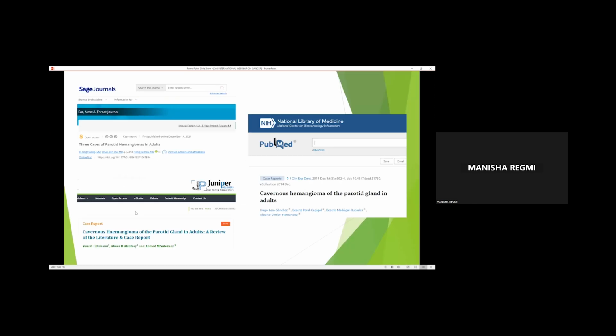I pulled up some of the case reports published regarding this rare tumor of the parotid gland. In different journals, the SAGE journal has 3 cases of parotid hemangiomas in adults. Another one I pulled up was from the National Library of Medicine, cavernous hemangioma of the parotid gland in adults. These are all case reports. Another one I found from Juniper Publishers: cavernous hemangioma of parotid gland in adults, a review of literature and case reports.